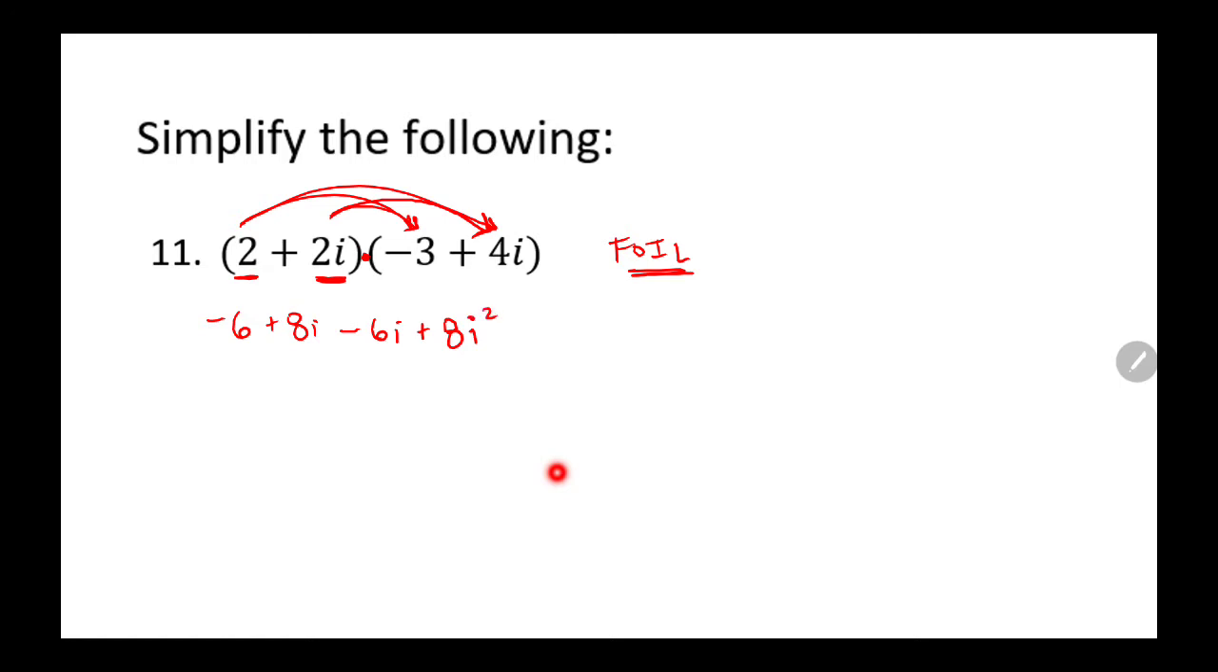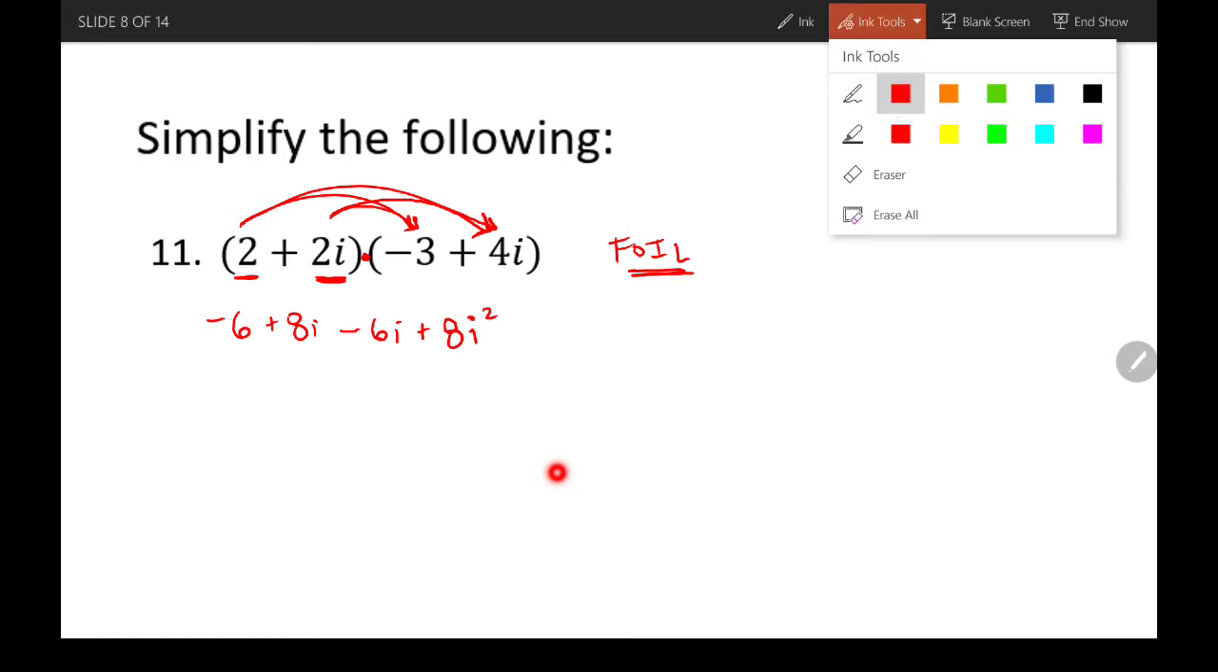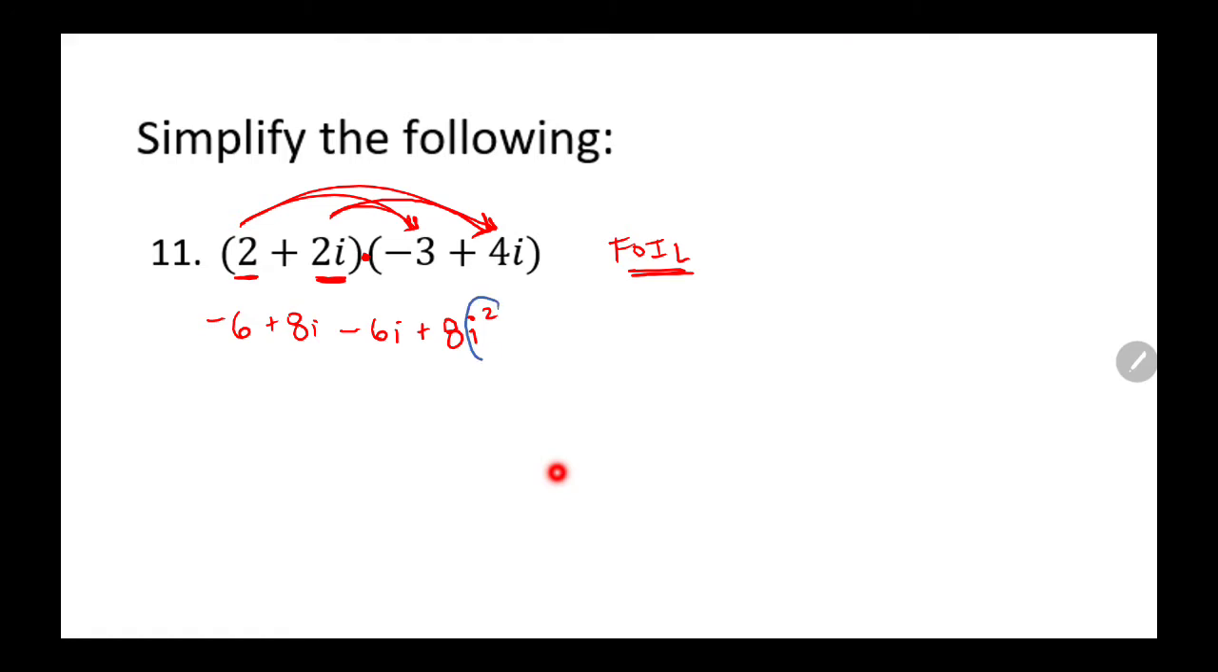Okay, right away, something should be going ding, ding, ding in your head. You need to remember i squared is really negative 1. So this is actually saying plus 8 times negative 1, which is actually negative 8. So in the next step, when I rewrite this, I'm going to actually write negative 8. I'm not going to write all this stuff. Negative 6 plus 8i minus 6i minus 8.